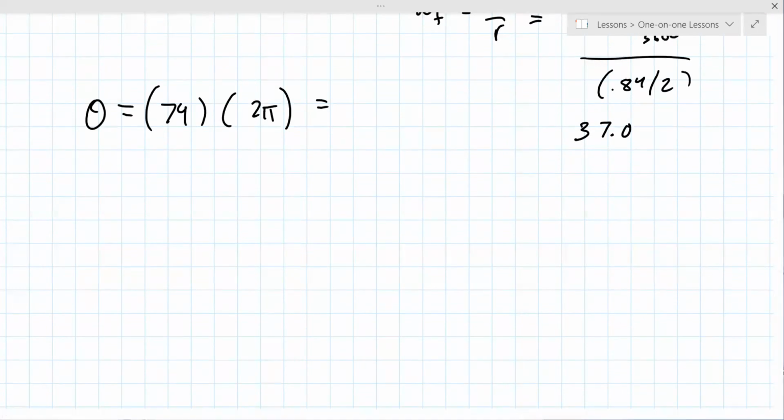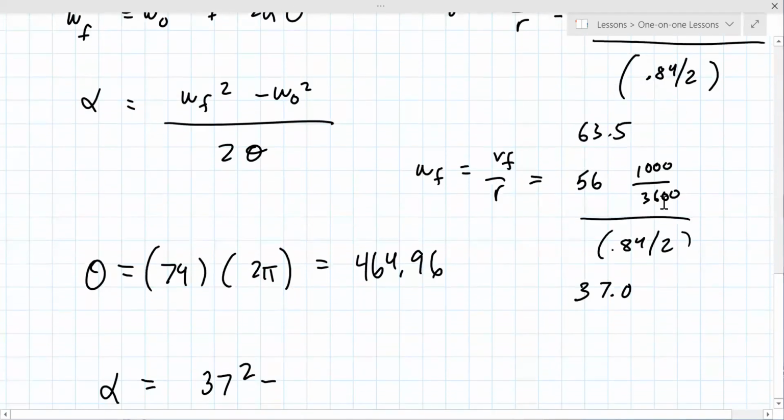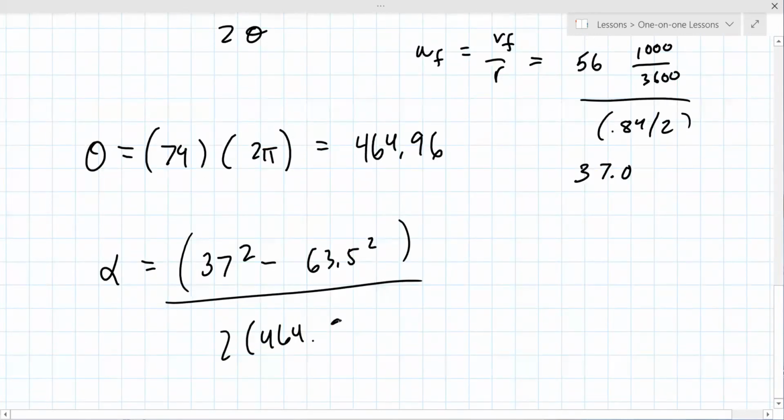What'd you get? Go ahead and give me that number again. 464.9557. Yeah, that sounds good. So now we go back to our equation. Our equation for alpha is omega final squared, which is this 37 squared, minus 63.5 squared, that's this one up here, divided by, and you have to put that in parentheses, 2 times 464.96.